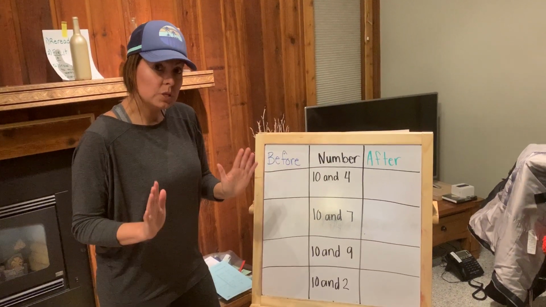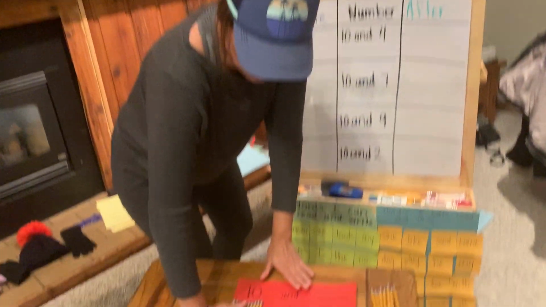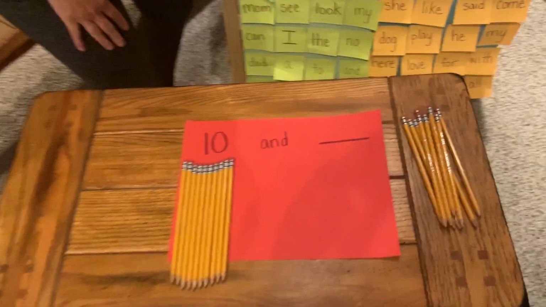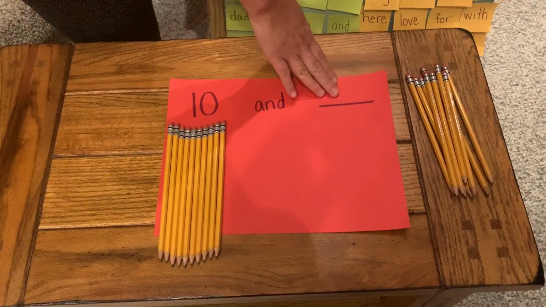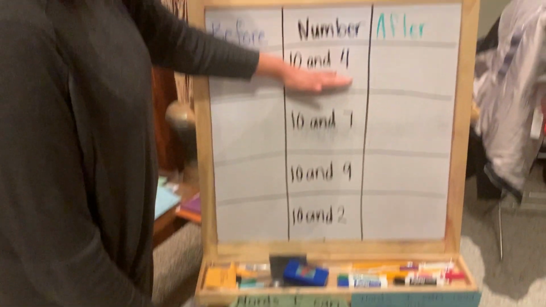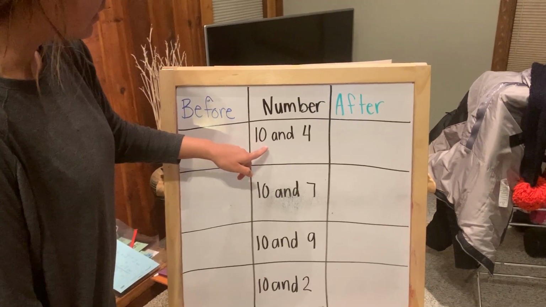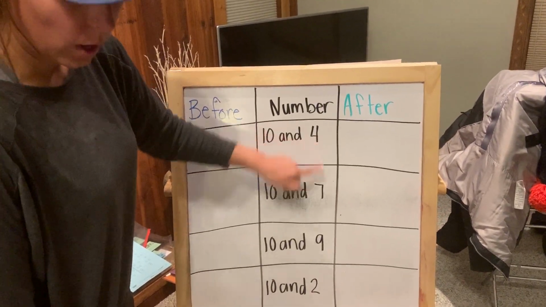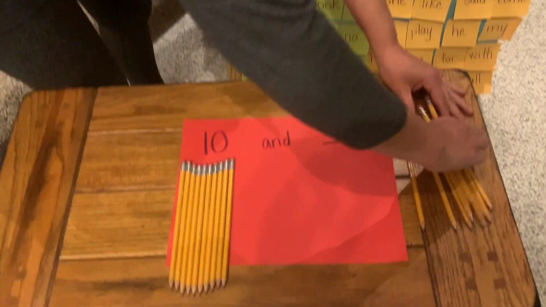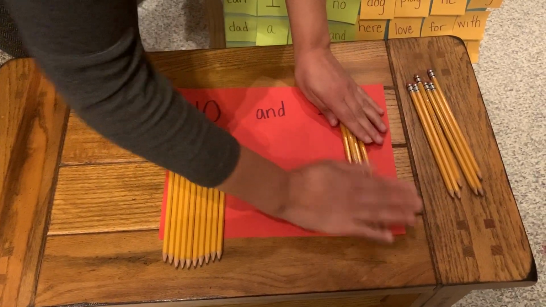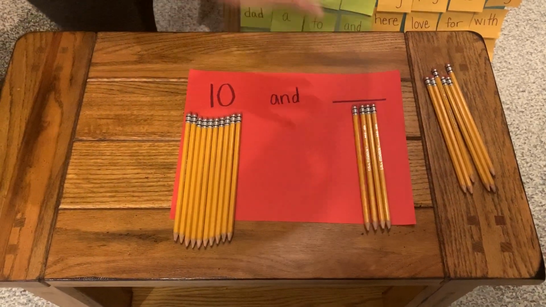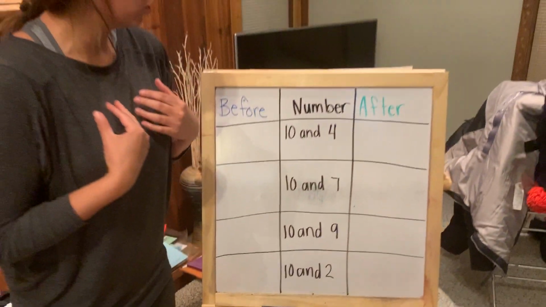So if you need to, I already have my little helper set up for math if I need it for my lesson. So when I look at this, I have 10 and blank. I can go up here to my first example, and my first example says 10 and 4. I can take out 4 pencils, and I know that 10 and 4 makes 14, but I'm not wanting to know the total.